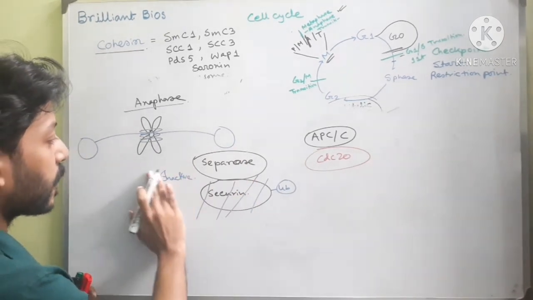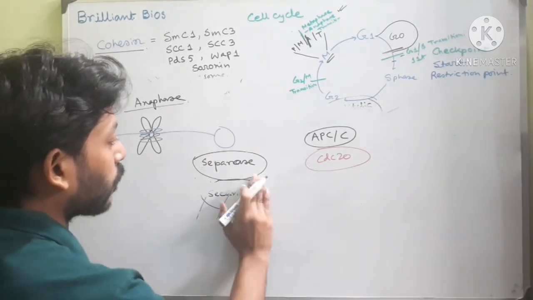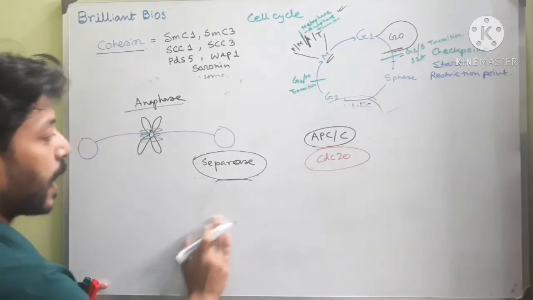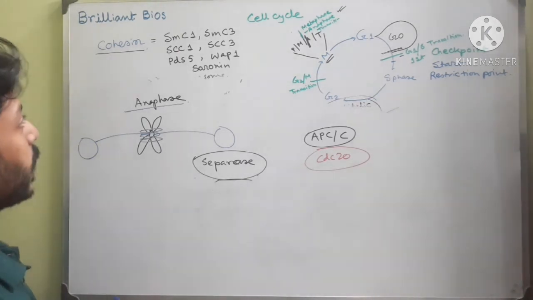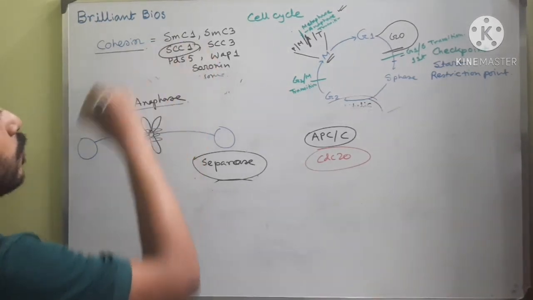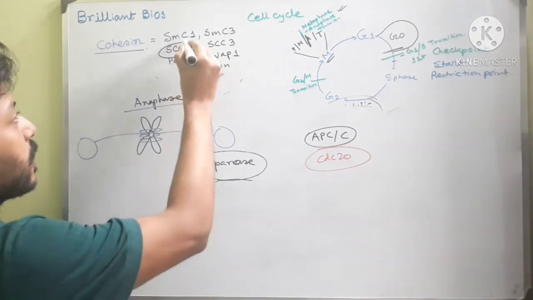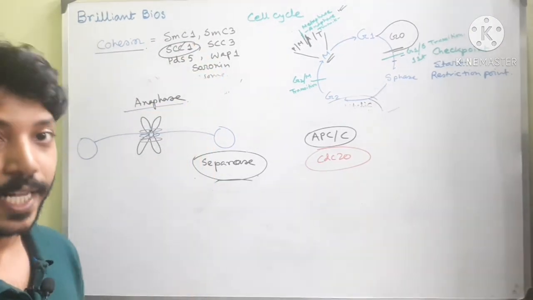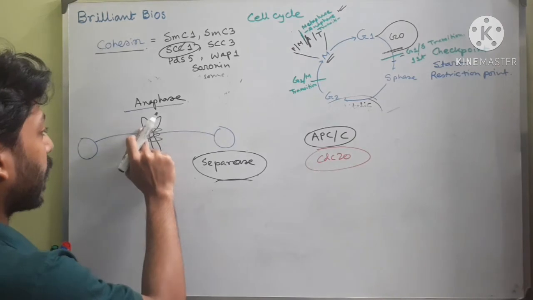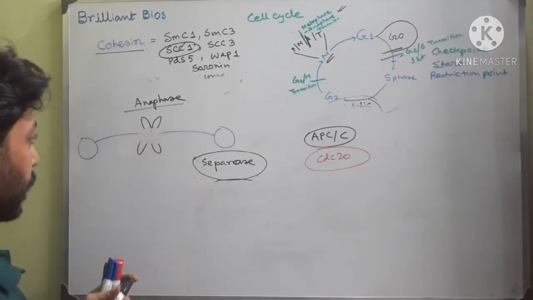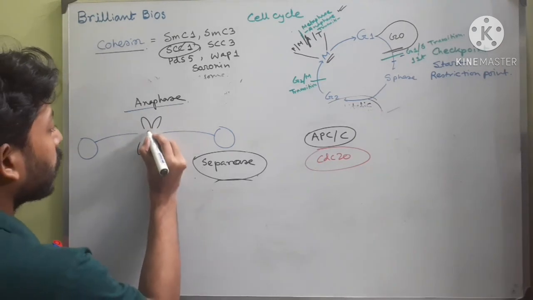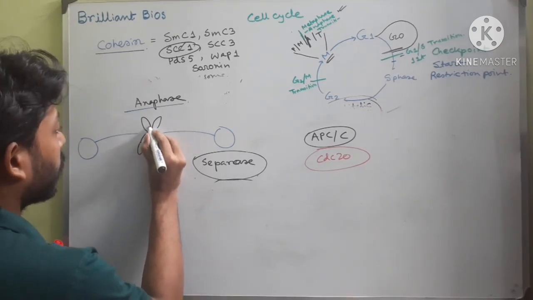Only then is the separase free from all this burden and can perform its function by cleaving a molecule present here called SCC1. When this SCC1 is cut, then the cohesin cannot attach with this area, and then what happens? The chromosomes get separated.